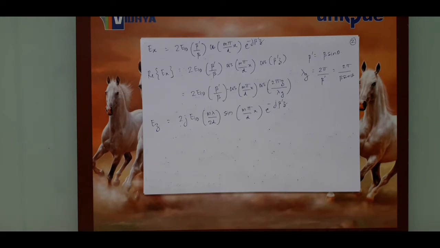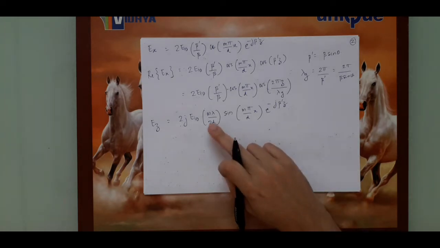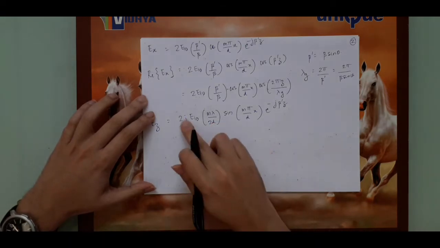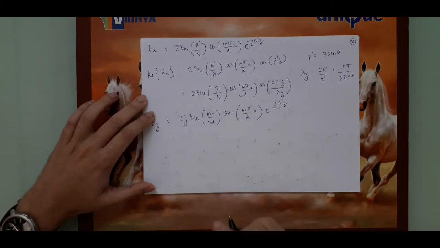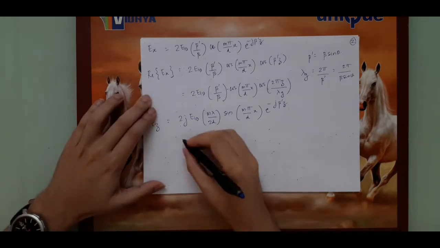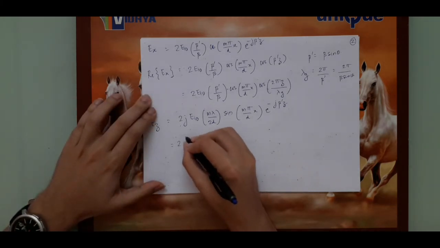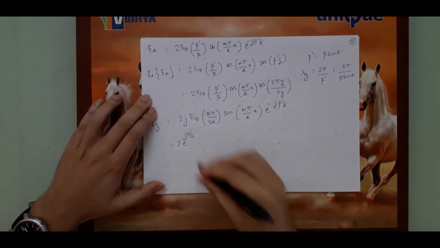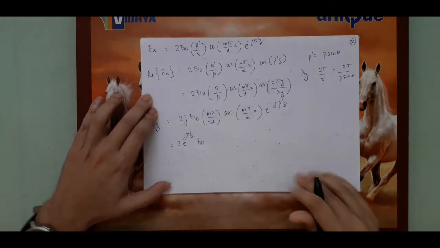We can actually say that we can rewrite this expression in the following way. We can write this expression in the following way. We can also put this j as equal to e raised to j pi by 2 times e^(j0).